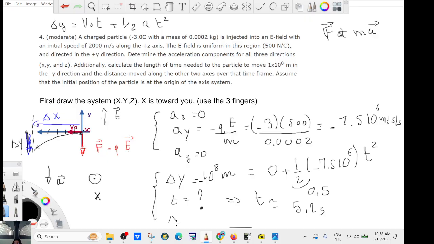Delta, is there a delta X, by the way? Is it moving? No. And the delta Z is just V0 times time. Okay, the delta Z is just the speed times the time because there is no acceleration. So this is just projectile motion.